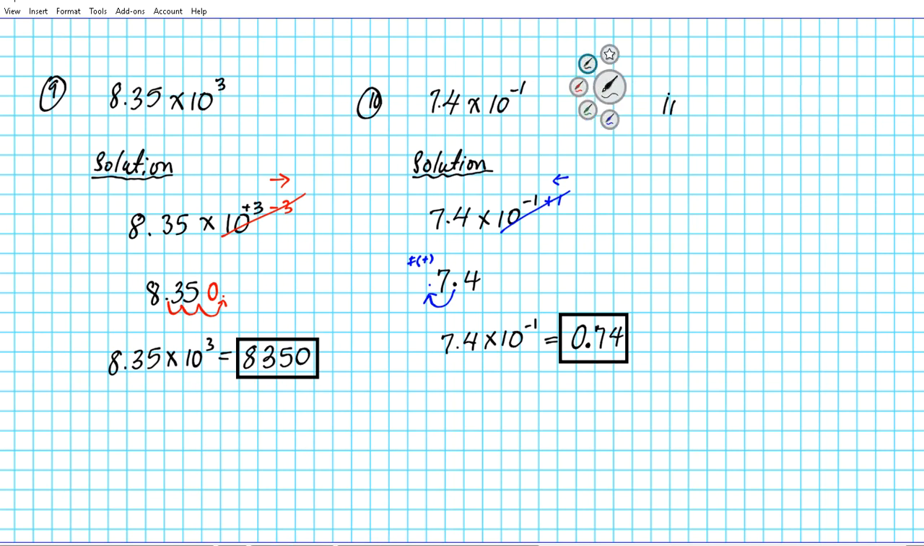Number 11, what if we have 2.6 times 10 raised to the negative 6 power? How do we write this in standard notation? As we can clearly see, this is in scientific notation. So 2.6 times 10 raised to the negative 6. We need to get rid of this 10 to the negative 6, okay?